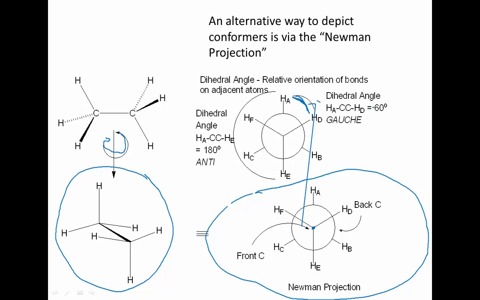When something is 60 degrees in a staggered conformation, it's referred to as being in a gauche orientation. Okay, HF is also in a gauche orientation with HA. The hydrogen that's different is HE. Okay, so HA to C to C to HE. This dihedral angle is 180 degrees, and when something's 180 degrees in the staggered conformation, we're going to refer to it as being anti, or 180 degree dihedral angle.